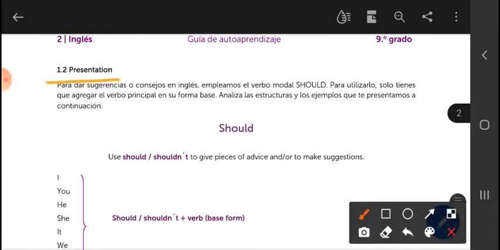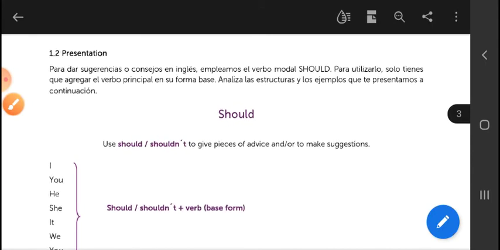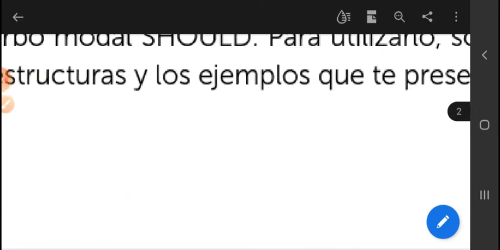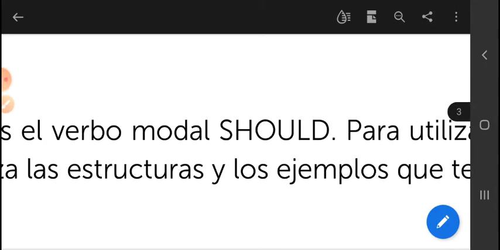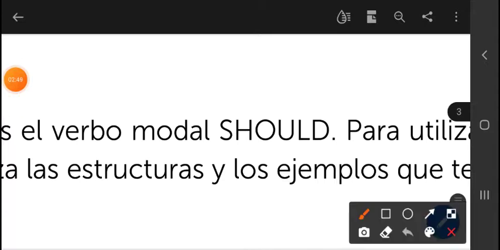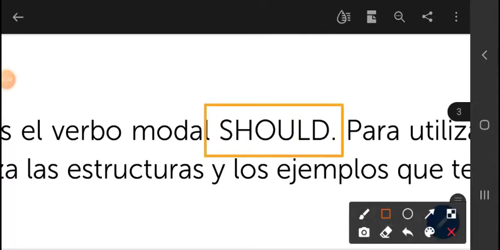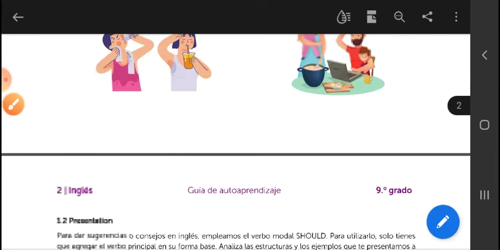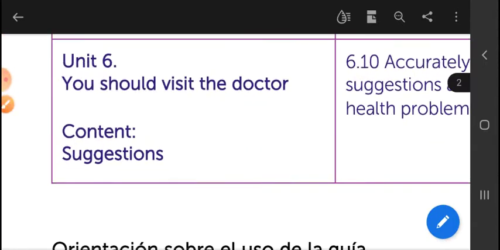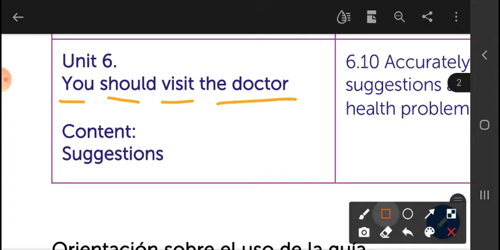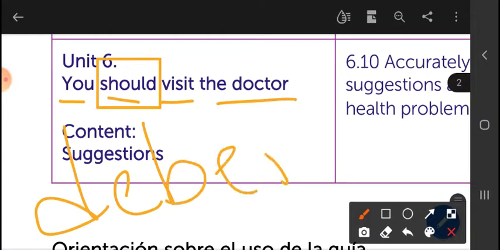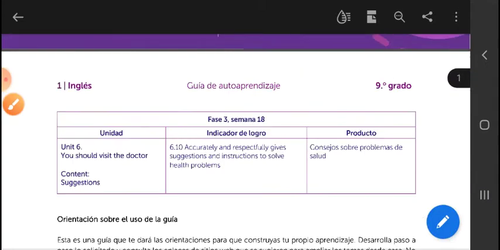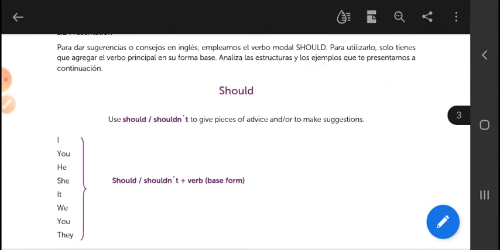Now, in the presentation part, para dar sugerencias o consejos en inglés, empleamos el verbo modal should. Attention here. Listen and repeat, please. Should, should, should. As in, for example, en la unidad lo vimos, you should visit the doctor. Should, okay? This verb is to offer suggestions or to give advice, yes? So you should visit the doctor, for example. That's a piece of advice, okay?